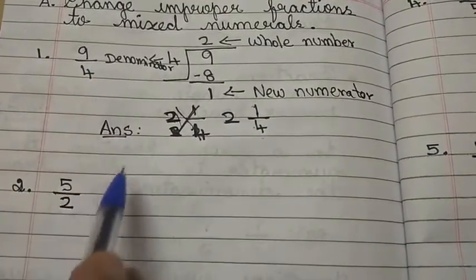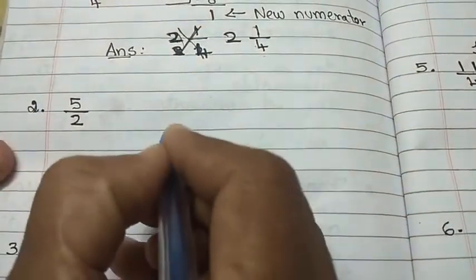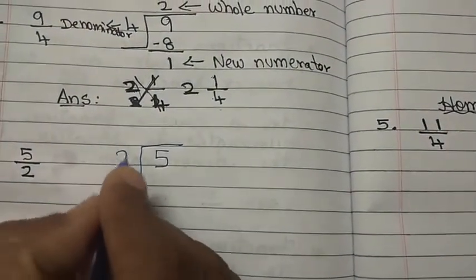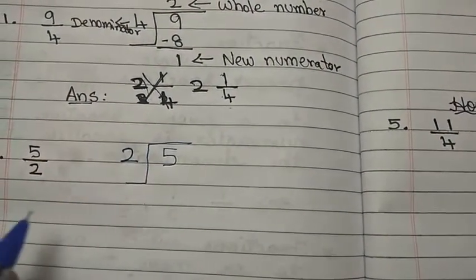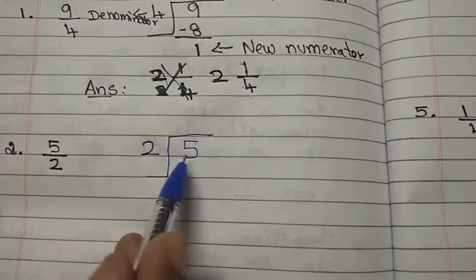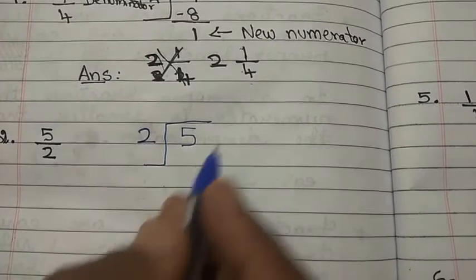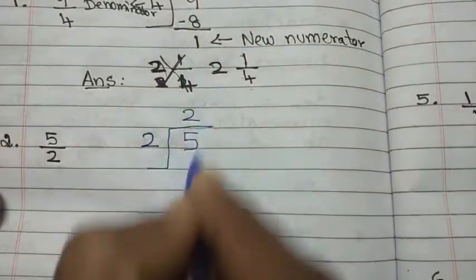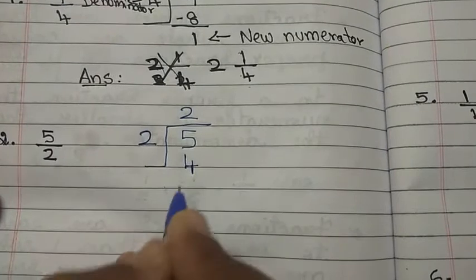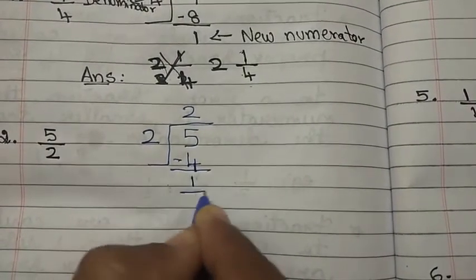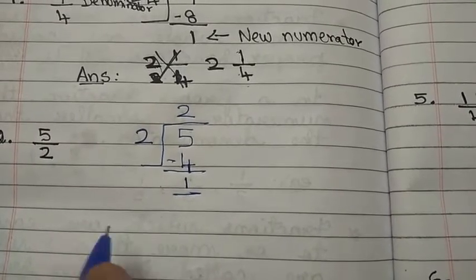Okay children, likewise we'll do the second sum. We have to put 5 inside, and then the denominator 2 here. Okay children, in the 2 table will 5 go? No, it won't go. Lesser than 5 means 2 2s are 4. So 5 minus 4, what children? Remainder 1 will come.